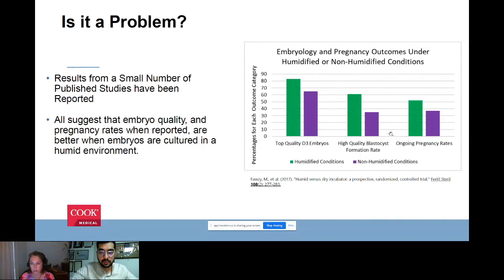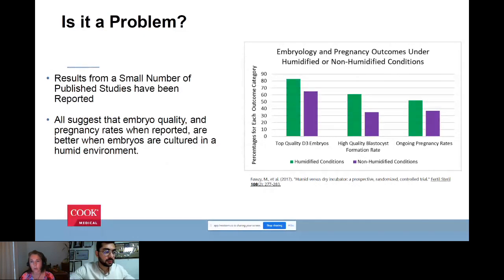And also, if you look at other characteristics, they saw that the embryo quality at compaction was lower in a dry environment, and there was a lower rate of blastocyst formation. The quality was lower as well, and the cryopreservation rate was also lower. And of course, you can see that there was a significantly lower rate of clinical and ongoing pregnancy with decreased implantation. So because of these papers, we looked at the fact that all of these suggest a definite trend for embryo quality and pregnancy rates, when reported, being better when embryos are cultured in a humid environment. So this is something we wanted to look at more closely.